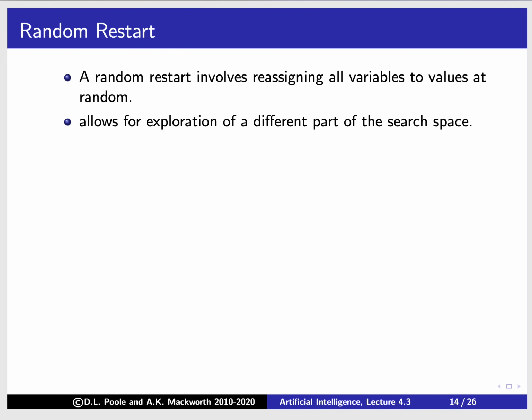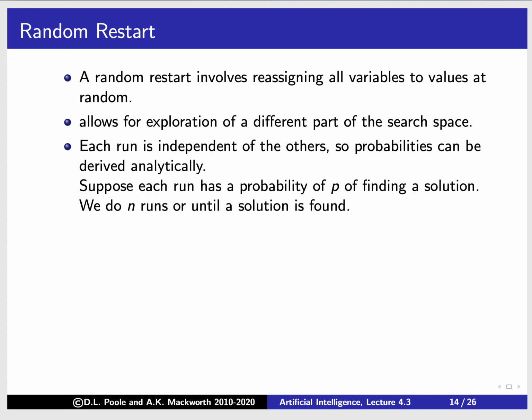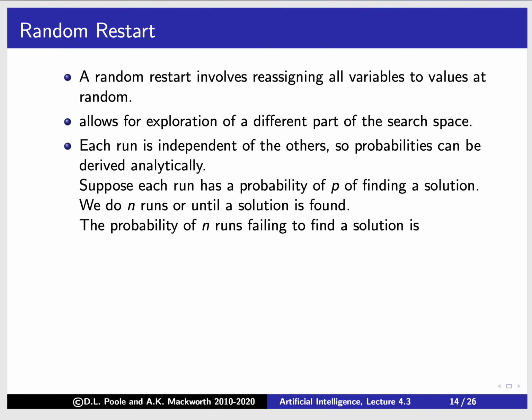Another thing we can do is what's called a random restart. A random restart involves reassigning all the values to variables at random. And why we do this is it allows for exploration of a different part of the search space. It's also interesting because we can analyze it analytically. Each run is independent of the others, so we're just going to completely restart everything. And because of this, the probabilities can be derived analytically. So let's suppose that each run has a probability of p of finding a solution, and we do n runs until a solution is found.